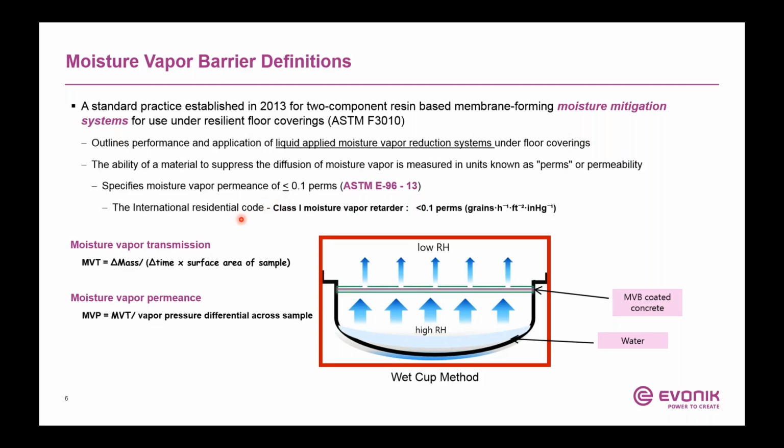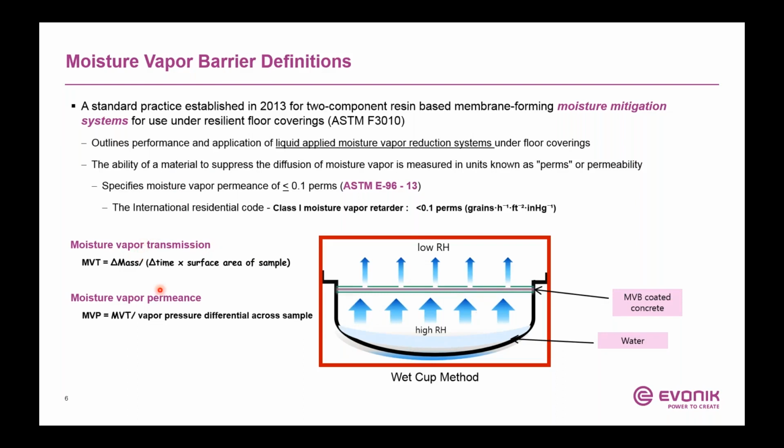Another definition, from the International Residential Code, is for less than 0.1 perms, and that is defined as a Class 1 moisture vapor retarder. So pretty much the goal here is to develop a moisture vapor barrier that can meet less than 0.1 perms. Looking at the ASTM E96 testing for measuring moisture vapor permeation, you can see the schematic here. Basically you have a pan that's filled halfway with water, and then you seal this pan with the sample that is coated with the moisture vapor barrier.